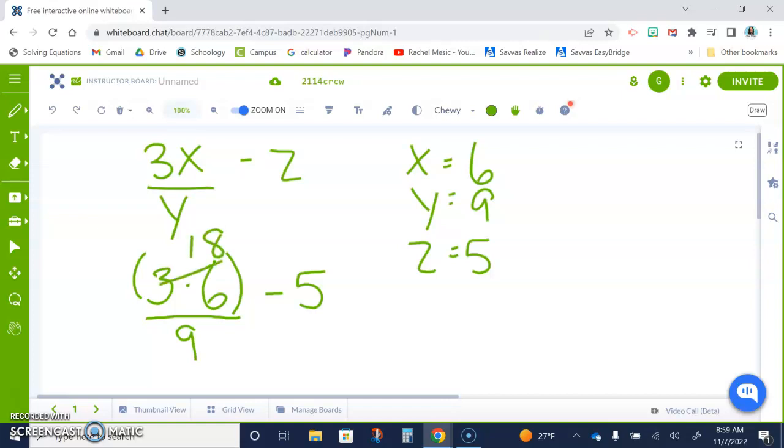So now we're going to do 18 divided by 9, which is 2. So we have 2 minus 5. Ooh, let's remember stuff about integers. If we have $2 and we go and try to spend $5, we're going to go into debt. Or if it's 2 degrees and the temperature drops 5 degrees, it's going to go below 0. So 2 minus 5 is negative 3.